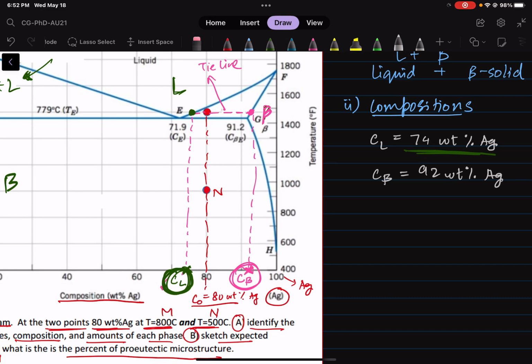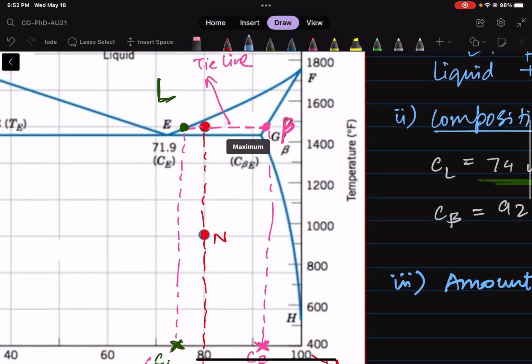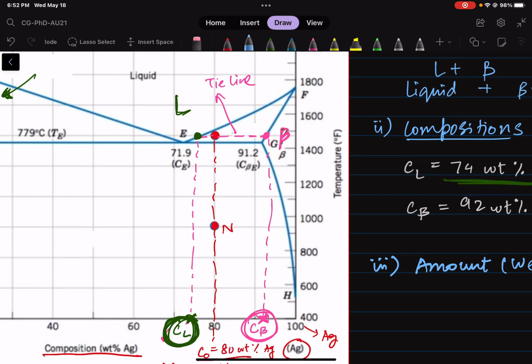Now similarly, the third part, in which you have to calculate the amount. Whenever someone says amount of a phase, they are referring to the weight fraction or the weight of that phase. So we can calculate the weight fractions in here. So for easy reference, let us give some notations. Let's call this length R, and then let's call this length S.